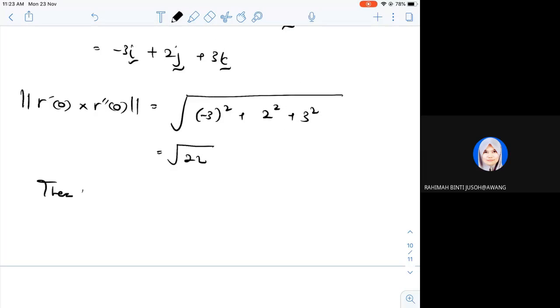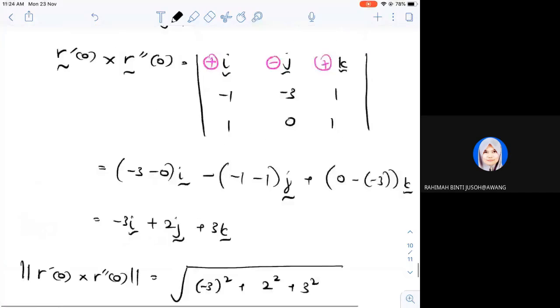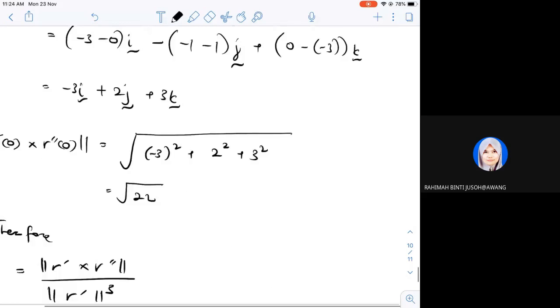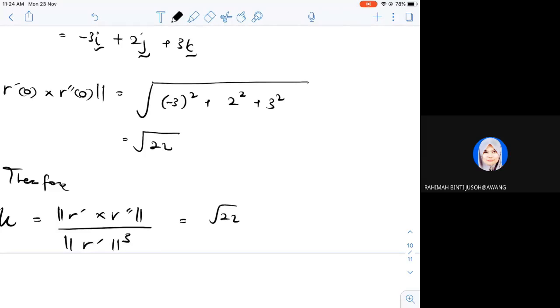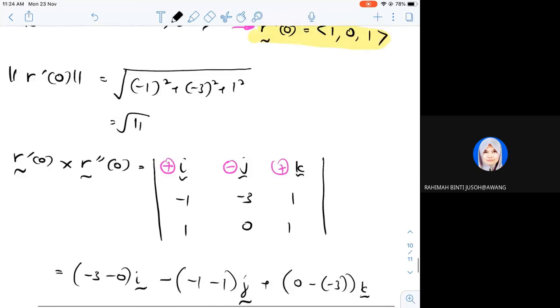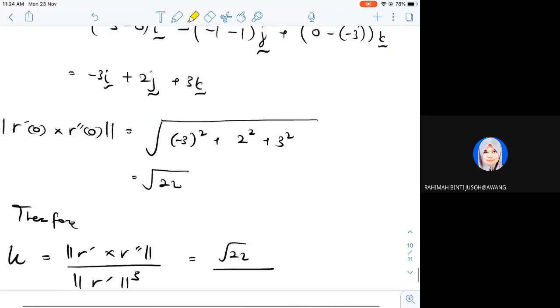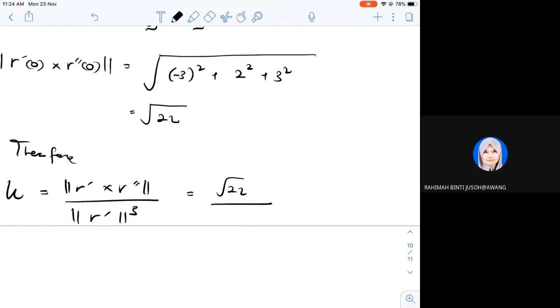Therefore, curvature is equal to the magnitude of r prime cross r double prime divided by the magnitude of r prime to the power of 3, cubed, right? Where is the formula from earlier? Yes, 3. So we will have the square root of 22 divided by the square root of 11 to the power of 3, like this. So that's the answer. Understand the steps, guys? Yes. Okay, good, well done.